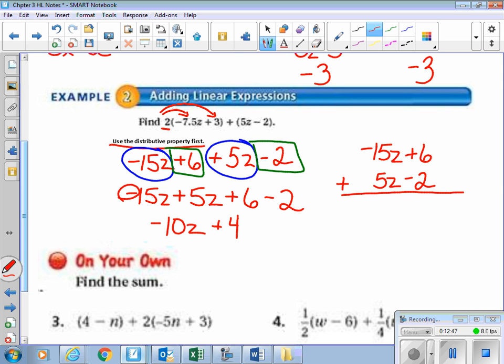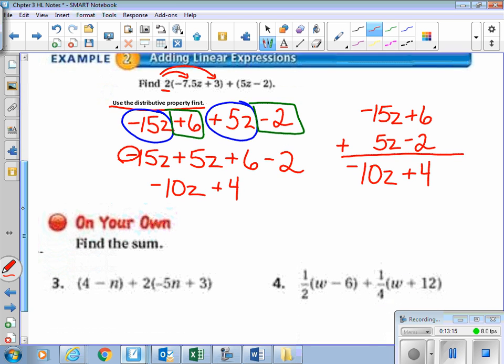My like terms are lined up vertically. Negative 15 plus 5, my signs are different, therefore I subtract, take the sign of the higher absolute value, which would be the 15, negative 10z. And 6 plus negative 2, my signs are different, therefore I subtract and take the sign of the higher absolute value, which would be my positive 6, and 6 minus 2 is 4. Again, we get the same answer whether we do it vertically or horizontally.